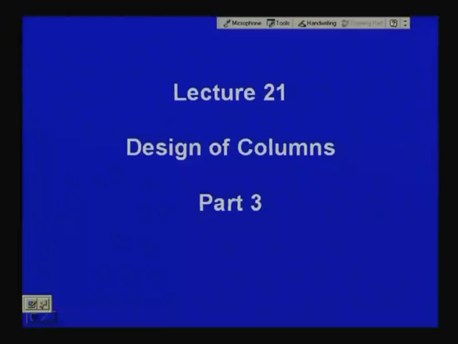So, let us continue with the design of columns. Last class we have done the axially loaded column, and uniaxial bending as well as biaxial bending. But today we shall start with an example problem on axially loaded column. So, let us take one example.